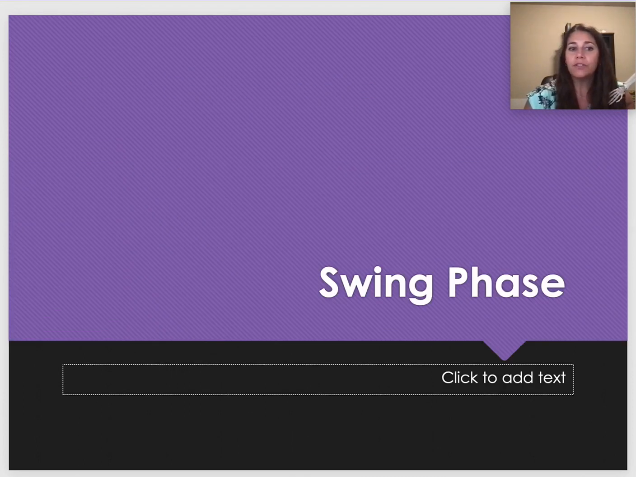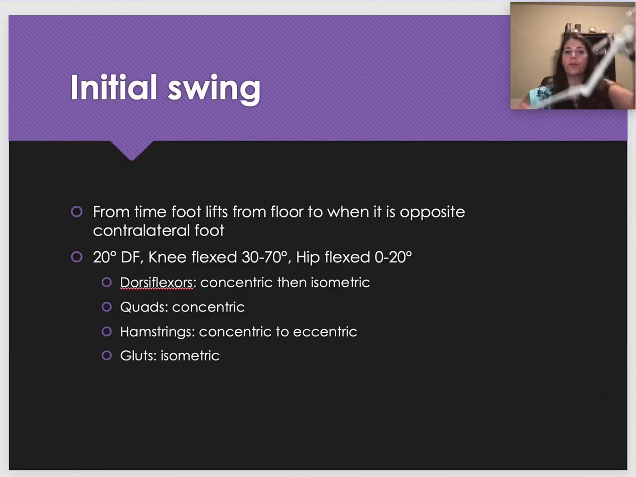And then we go into the swing phase, where from the time that toe comes up off the ground to when it's going to come all the way up and around, and now we're going to be back in heel contact all the way up here. So what you're going to see is a lot of dorsiflexion.